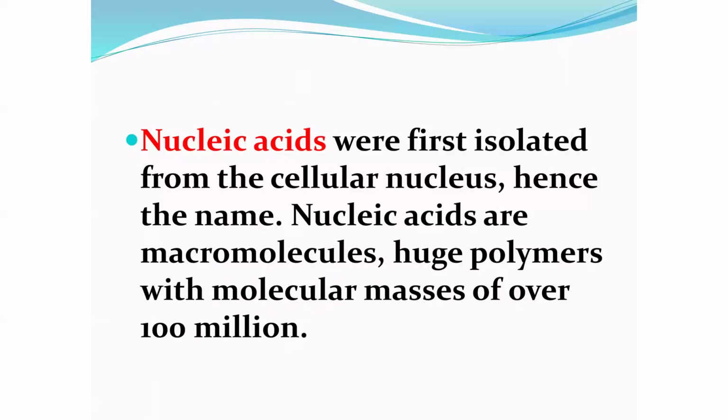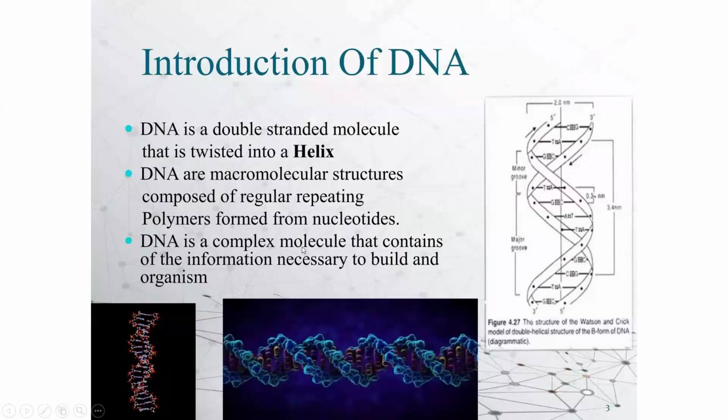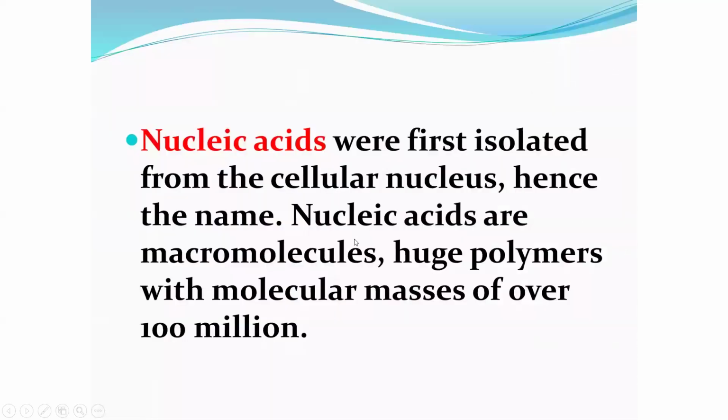Introduction. Generally nucleic acids are the larger molecules which are essential to all known forms of life. They are called genetic material, hereditary material. The two main classes of nucleic acids are deoxyribonucleic acid and ribonucleic acid, that is DNA and RNA. Two types of nucleic acids are present, that is DNA and RNA.